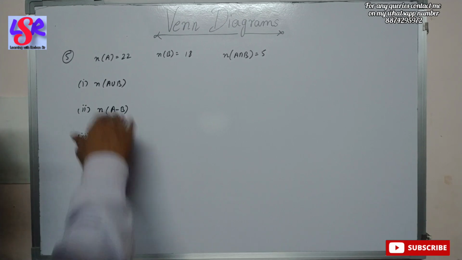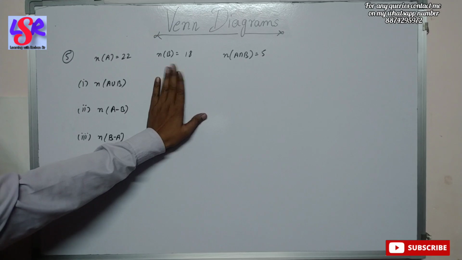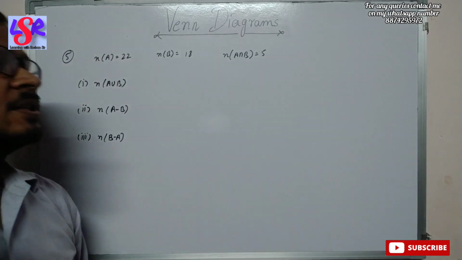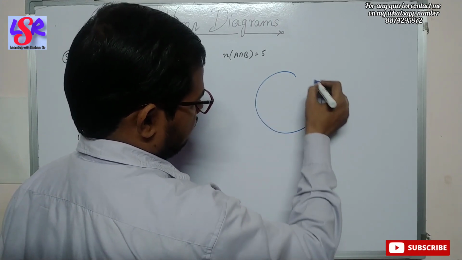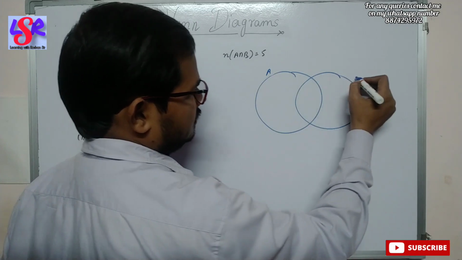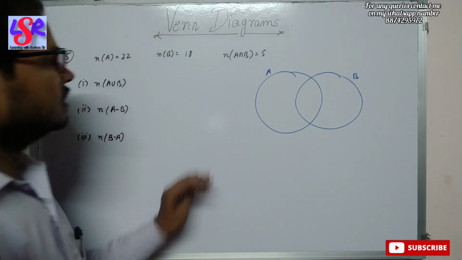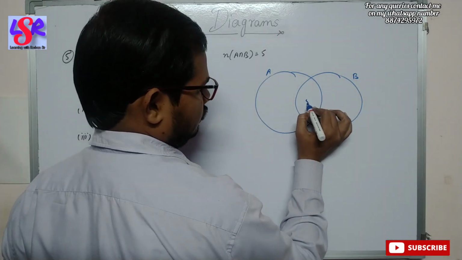Here we are having the cardinal number for the set A as 22, the cardinal number of B is 18 and the cardinal number of A intersection B as 5. So first of all we have to make its Venn diagram. So we have the set A and the set B. So here we get A and this one is B. Now it has been given that common in both of the sets is 5 terms. So we are going to write 5 over here.